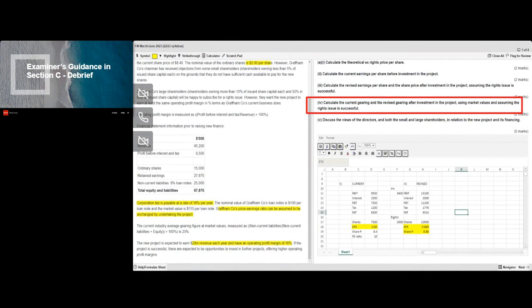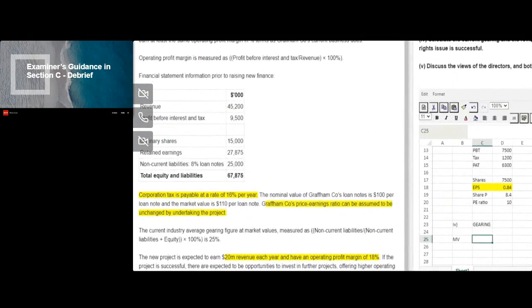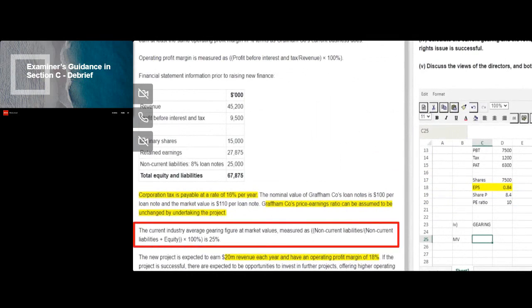The final requirement I'm going to go through is calculate the current gearing and the revised gearing after the investment project using market values and assuming the rights issue is successful. So we're going to do that under here. And you're going to be looking at gearing. Now, it's good to use the same columns because we may be using some of the same data. So first of all, remember we want market values, and we need to go back to the scenario and look at what they define gearing as. They define gearing as non-current liabilities over non-current liabilities plus equity. And the current industry average is 25%.